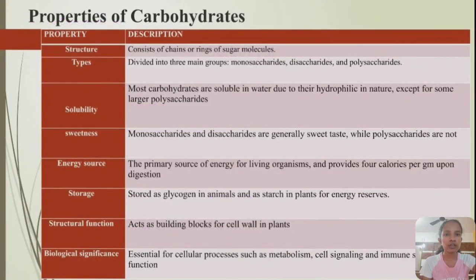Properties of carbohydrates. Structure: they consist of chains or rings of sugar molecules. Type: divided into three main groups, that is monosaccharides, disaccharides and polysaccharides. Solubility: most carbohydrates are soluble in water due to their hydrophilic nature, except for some larger polysaccharides.